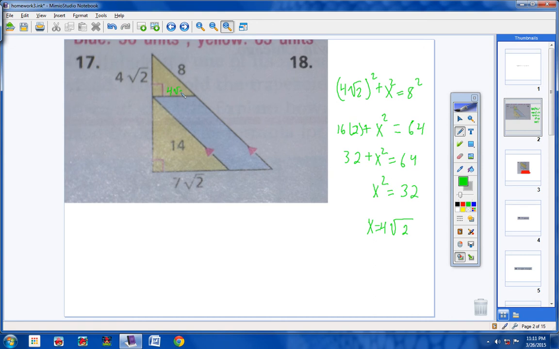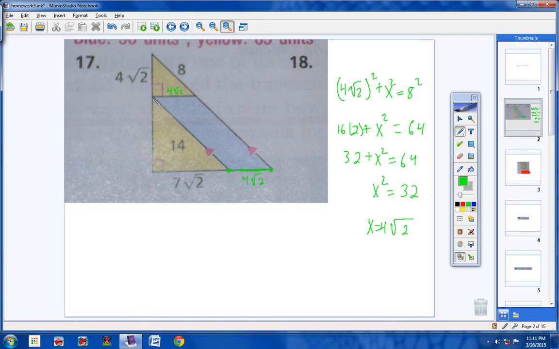Alright? Now, does that help us or not? I probably just totally wasted our time in doing that. No, I did not at all. So that's our base. If this here is 4 square root of 2, then this down here, from here to here, is also 4 square root of 2. So there's the base of my parallelogram.